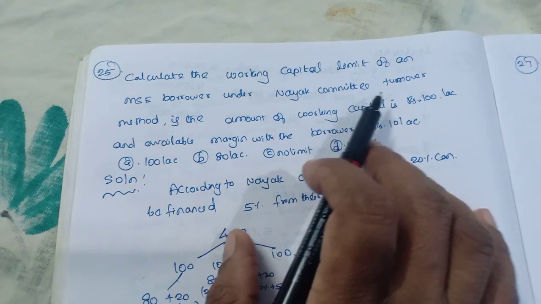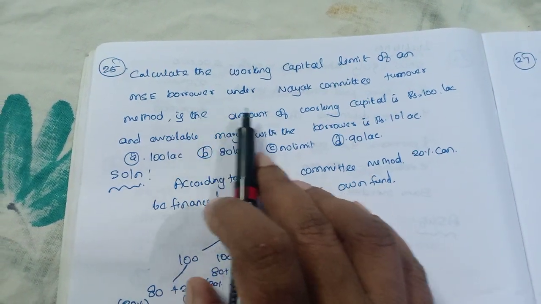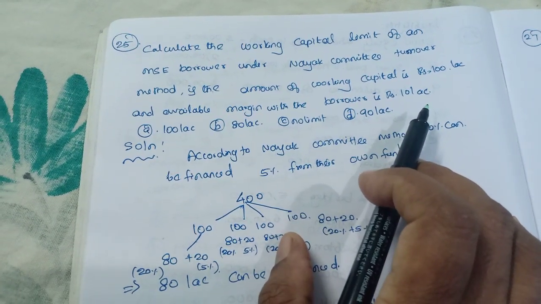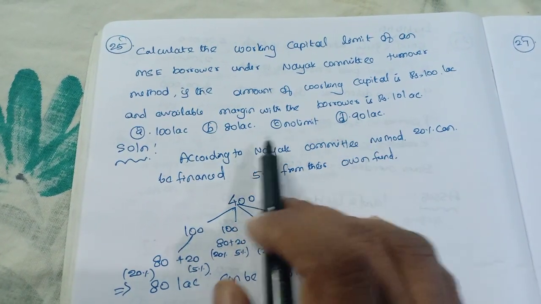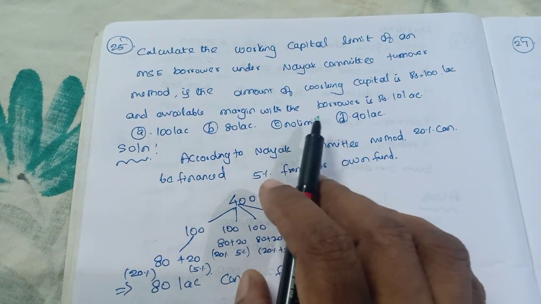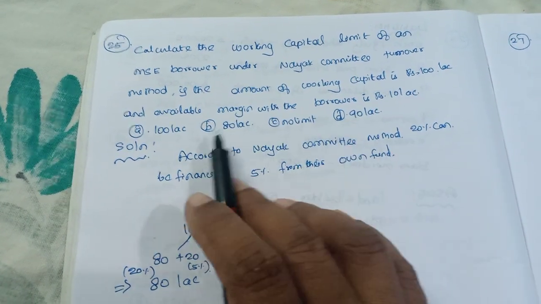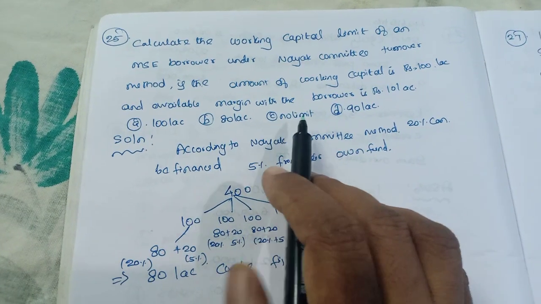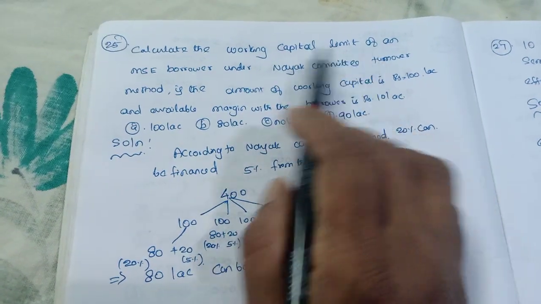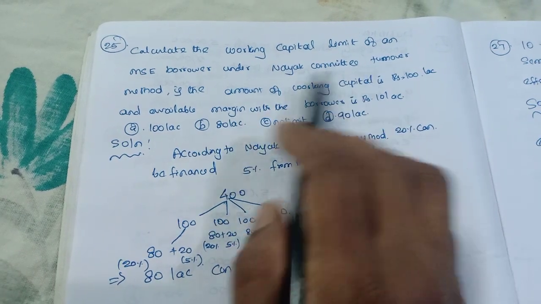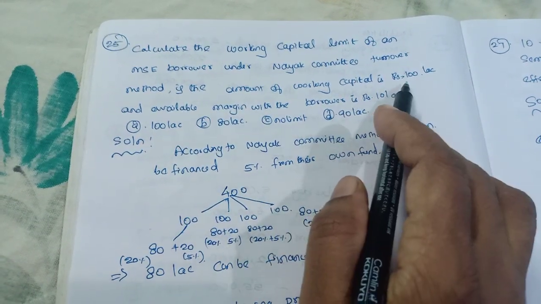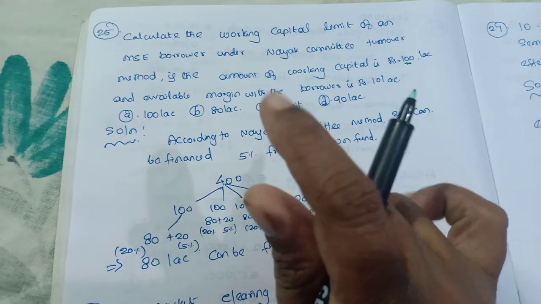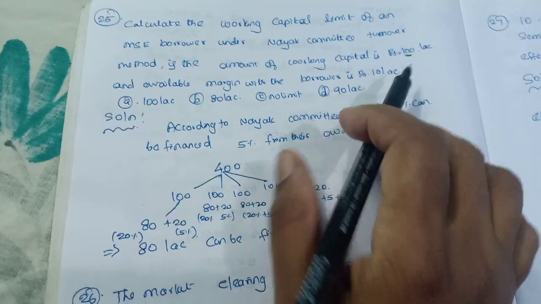Next one, calculate the working capital limit of an MSE borrower under Nayak committee turnover method if the amount of working capital is rupees 100 lakh and available margin with the borrower is rupees 10 lakh. Our options are 100 lakh, 80 lakh, no limit and 90 lakh. Amount of working capital given is 100 lakh. So for a quarter he has got 100 lakh.